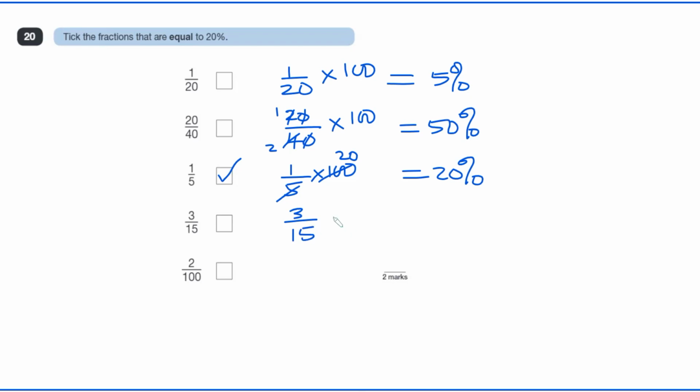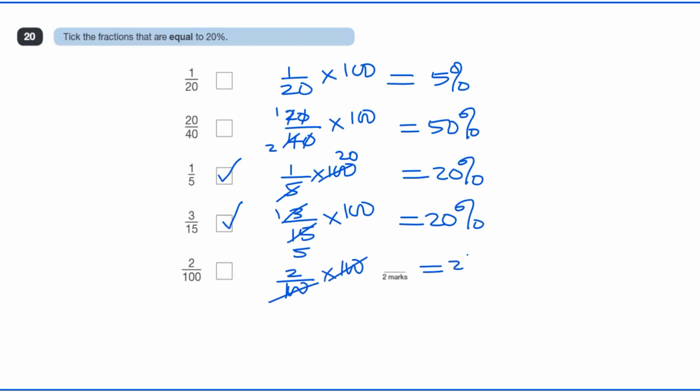3 over 15 times 100: 3 ones and 3 fives. That is the same as 1/5 of 100, which is 20%. Now that could be the answer. 2 upon 100 times 100, the 100 cancel, 2%. So the correct answer is 1/5 and 3/15 are the same fraction, and that is equivalent to 20%.